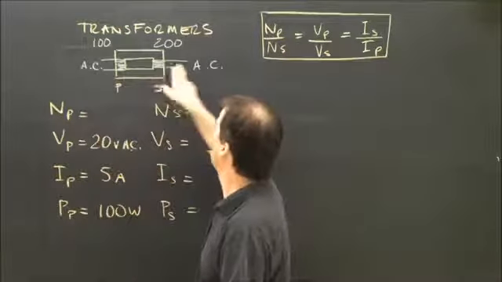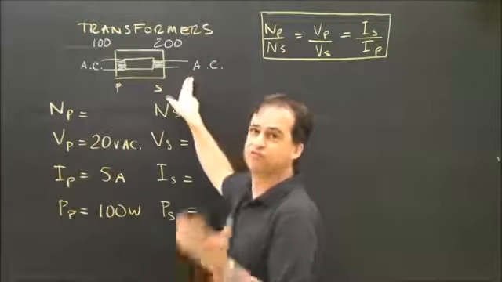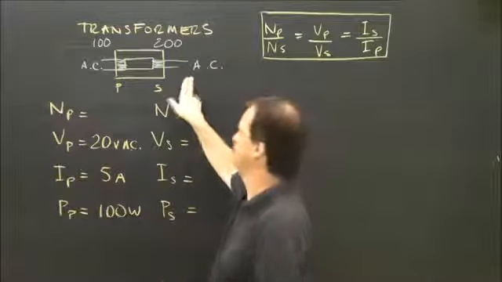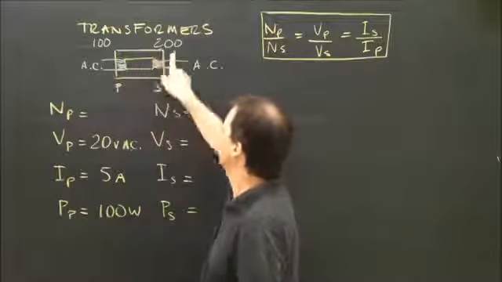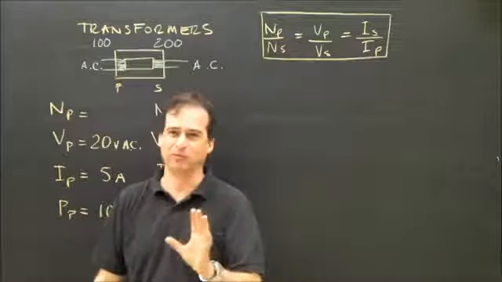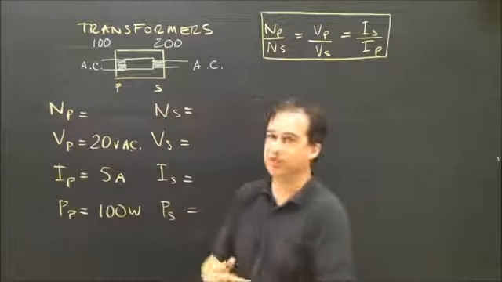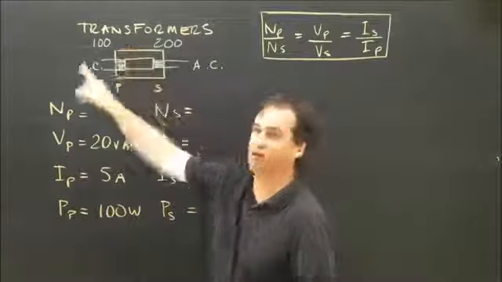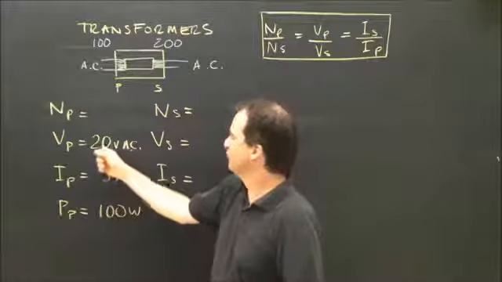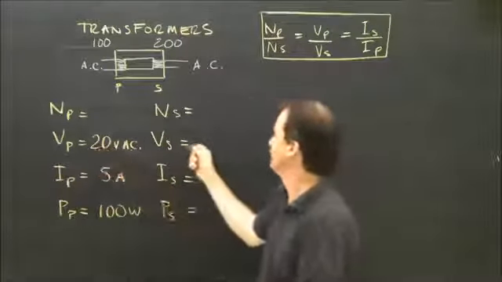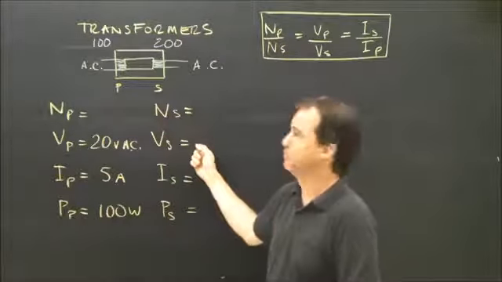Transformers change alternating current to alternating current. It'll increase the voltage or decrease the current depending on how it's working. I have 100 turns on the primary coil and 200 turns on the secondary. That's a simple ratio, and it may be a more complicated ratio, but the ratio here is 2 to 1. That tells me a lot. I can already tell that if the voltage on this side is 20, the voltage on the secondary side is going to be 40 because of the ratio.